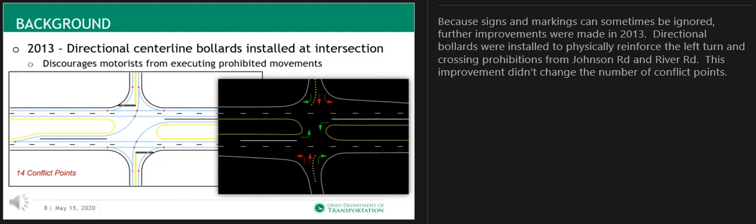Because signs and markings can sometimes be ignored, further improvements were made in 2013. Directional bollards were installed to physically reinforce the left turn and crossing prohibitions from Johnson Road and River Road. This improvement didn't change the number of conflict points.